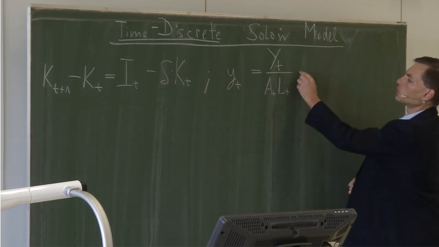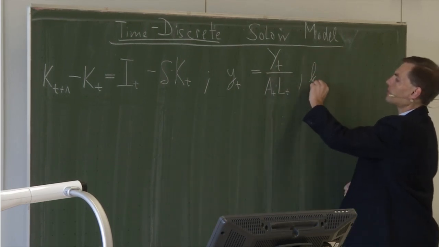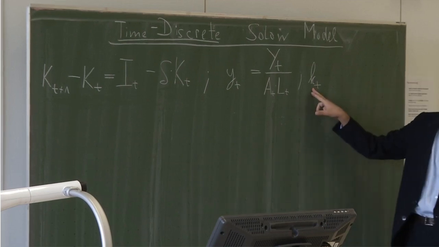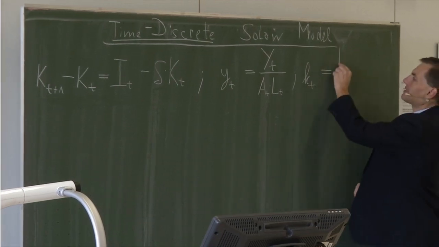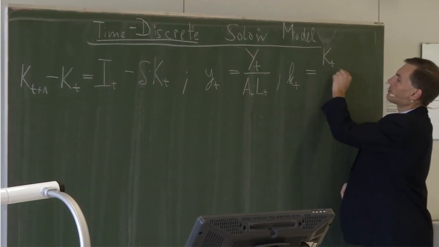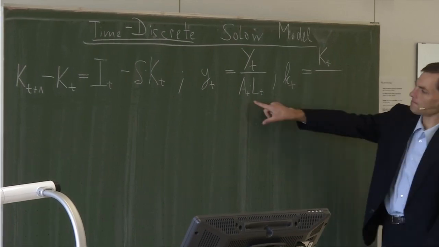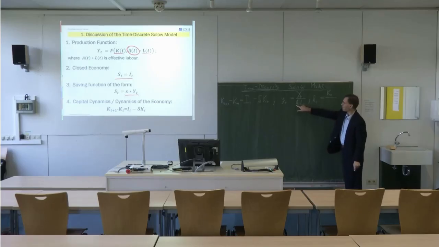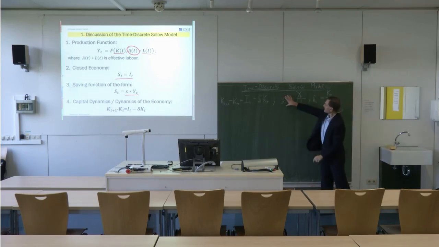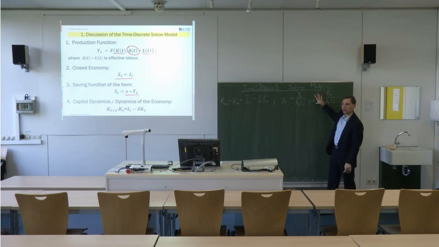And the same is true for the capital-labor ratio, the small k. That is also defined as the big K, the capital K_t, divided by, not just L, but by effective labor, A_t times L_t. So these lowercase letters indicate the per capita variables, as we already learned in the continuous model.